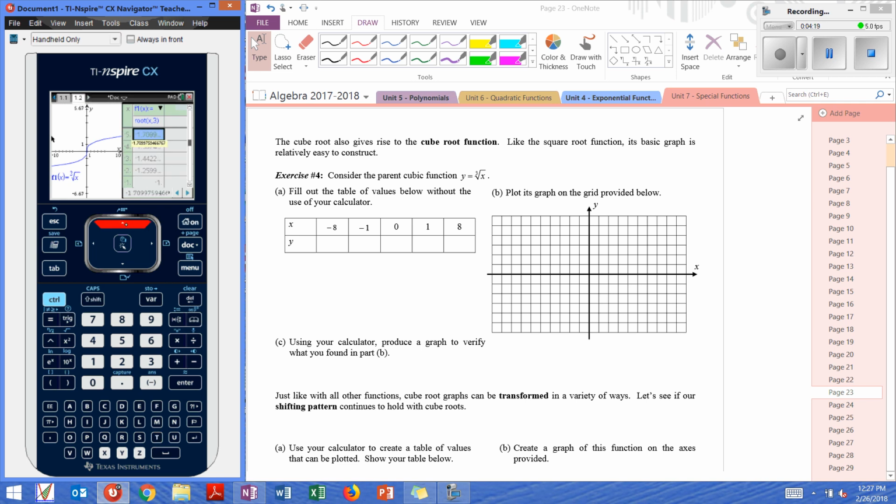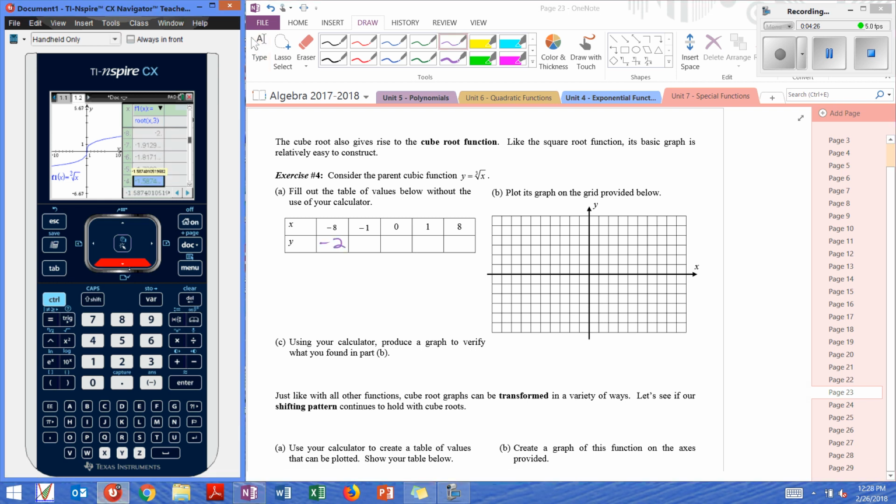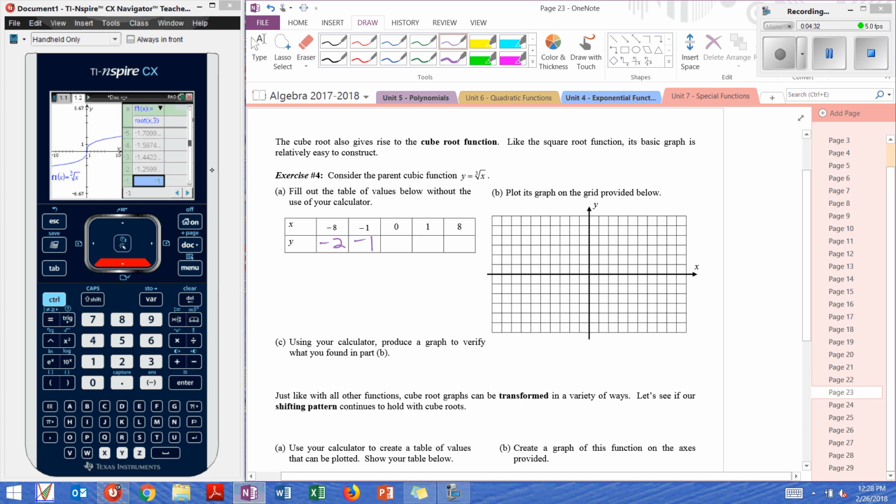And we need -8, which is -2. Scroll down. Come on, -1 is -1, 0 is 0, 1 is 1, and 8, well, we know is +2. -2 times -2 times -2 is -8. -1 times -1 times -1 is -1. 0 times 0 times 0 is 0. 1 times 1 times 1 is 1. 2 times 2 times 2 is 8.